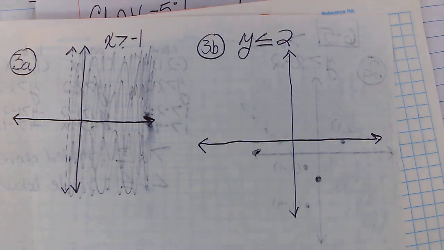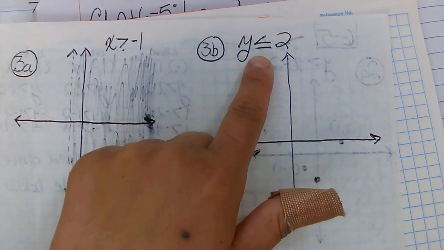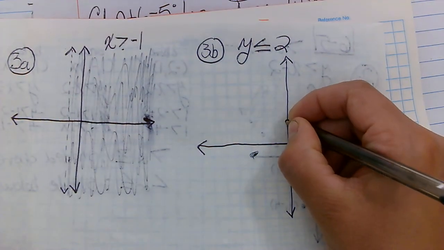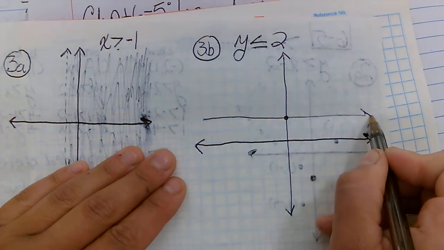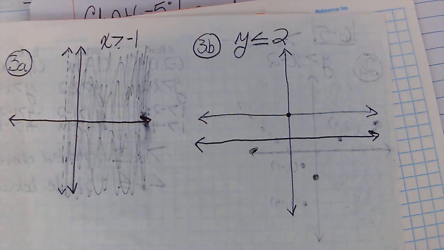Okay? So we're going to draw this. In this case, it's going to be a solid line because it's less than or equal to. So I'm going to plot a point at y is 2. Draw a solid line through that point. And there is my graph. Bleeding through a little bit on this side. Sorry about that, guys.